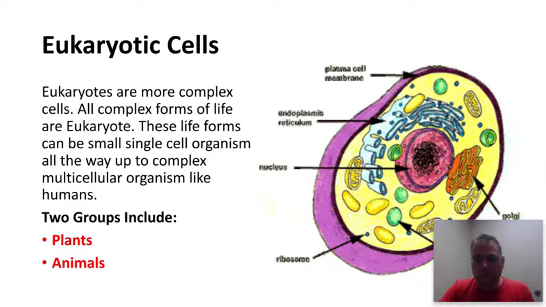Next, we have the eukaryotic cell. Eukaryotic cells are the most complex cells. All complex forms of life are eukaryotic. These life forms can be small, single-cell organisms, all the way up to really big multicellular organisms. Okay. The two big groups are going to be plants and animals. Those are the ones that you're most familiar with in life.